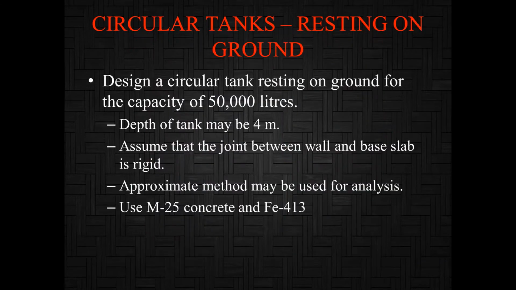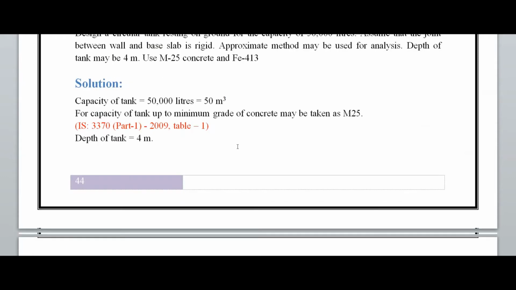Here is an example. Design a circular tank resting on the ground for a capacity of 50,000 liters. Depth of tank may be 4 meter. Assume that the joint between wall and base slab is rigid and approximate method may be used for the analysis. Use M25 grade of concrete and Fe 415 grade of steel. Now we are going to design the water tank. So here is the solution.